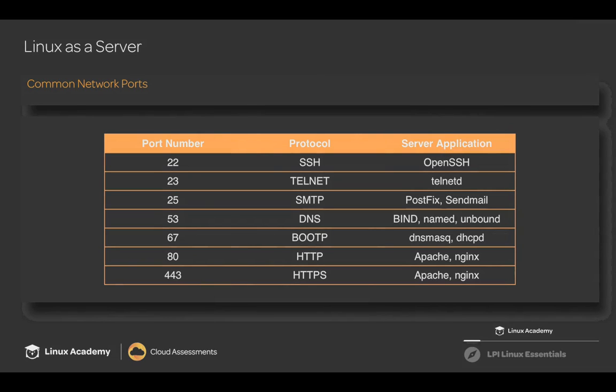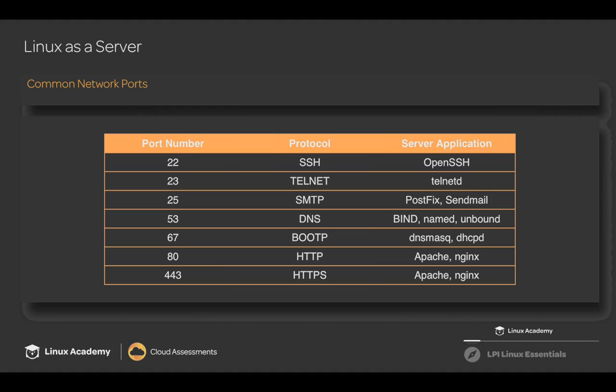Here are some of the more common network ports and their associated server applications. You may not be tested on every single one of these, but it is a very good idea to be familiar with these. Port number 22 is reserved for the OpenSSH server, which is used for encrypted communications and opening up a remote shell between a client and a server. It is often used for securely copying files from a desktop or a client system to a server as well.